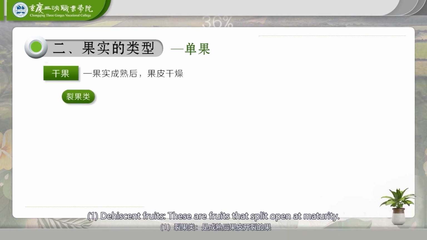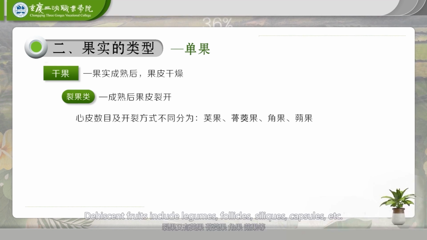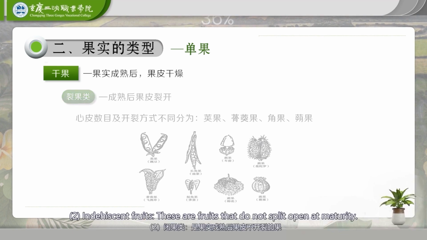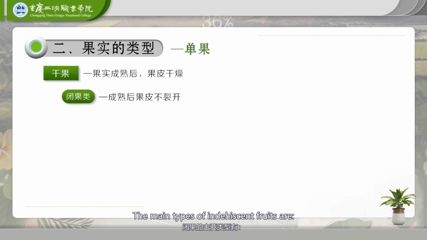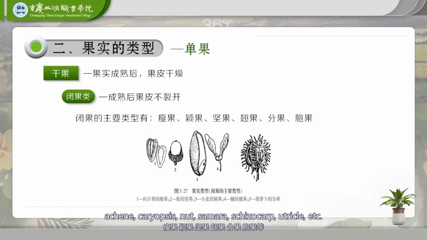1. Dehiscent fruits. These are fruits that split open at maturity. Because of the number of carpels and the way of cracking, dehiscent fruits include legumes, follicles, calyx, capsules, etc. 2. Indehiscent fruits. These are fruits that do not split open at maturity. The main types of indehiscent fruits are achene, caryopsis, nut, samaras, schizocarp, utricle, etc.